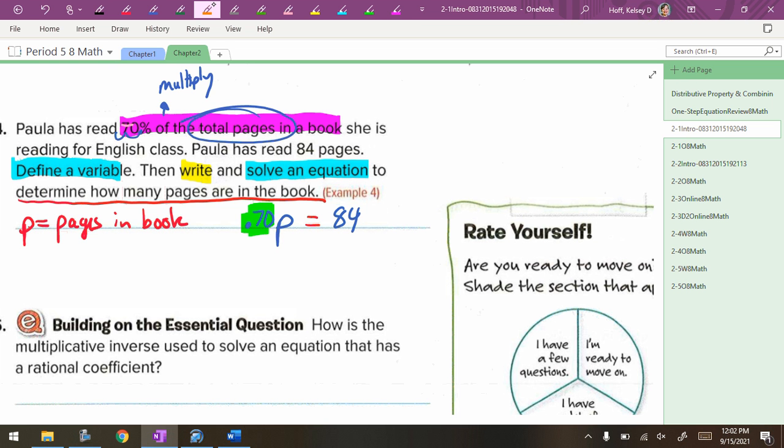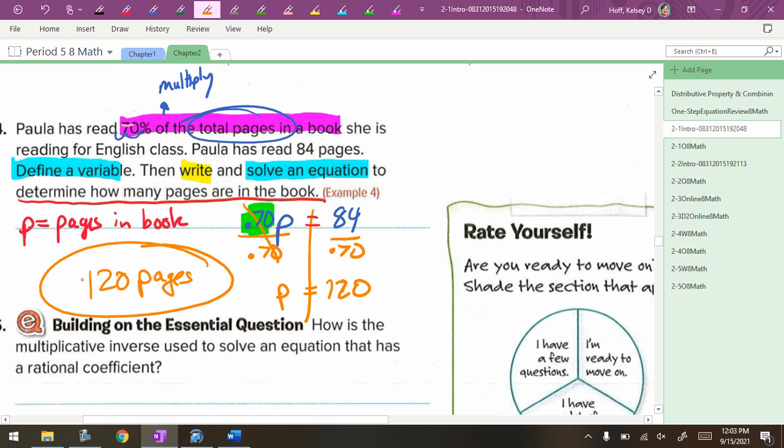Nope. Chris. I divide it by 0.70, right? So if I take 84 divided by 0.70, I get 120. Does it make sense that the number of pages in the book are more than what Paula has read? That'd be kind of silly otherwise, right? The book is 12 pages, but she's read 84. So 120 pages.